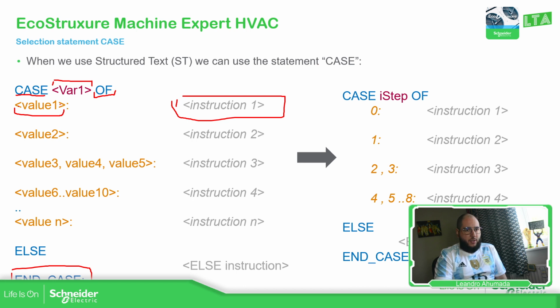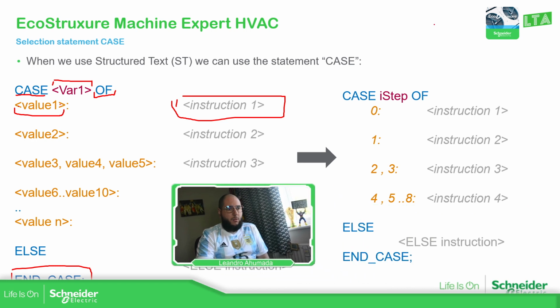So in the right part, you can see here that I used case, I step is one variable that I'm using, an integer value, of, and then I specify number 0, then execute this part. When it's finished, you just get out and continue with the code.